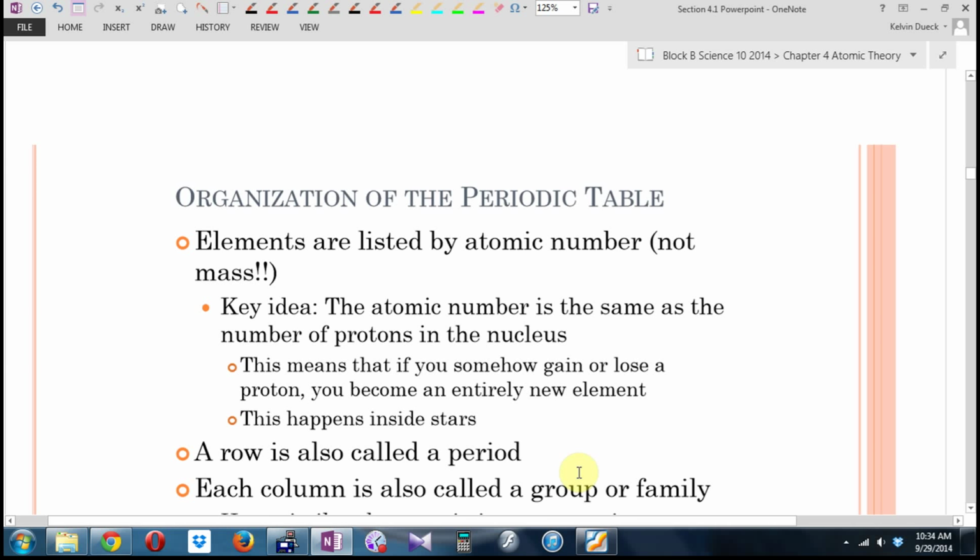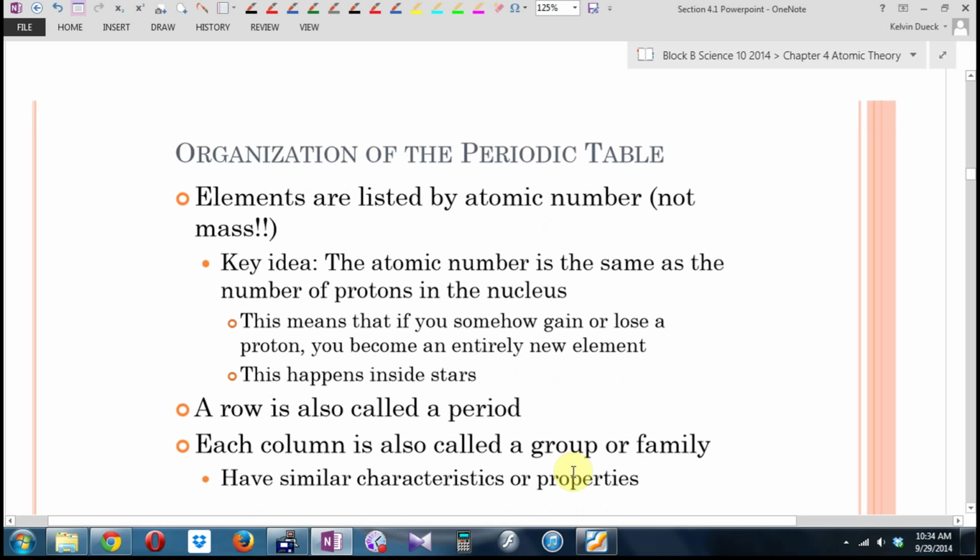So each column is called a group or a family. And if they're in the same column, that means they usually have similar characteristics or properties. Often they'll combine with the same other elements in the same ratio.